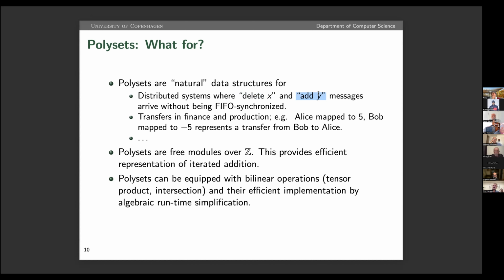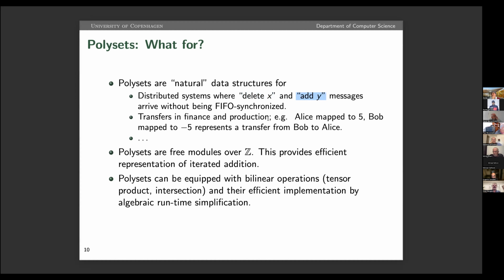Well, the server can guarantee, if we use polysets, which is what you very often want to do, that you can have a negative number of X's in there. So if you take an empty set and you delete X from it, it's been deleted just before it was actually added. So it's just the reversal of messages.